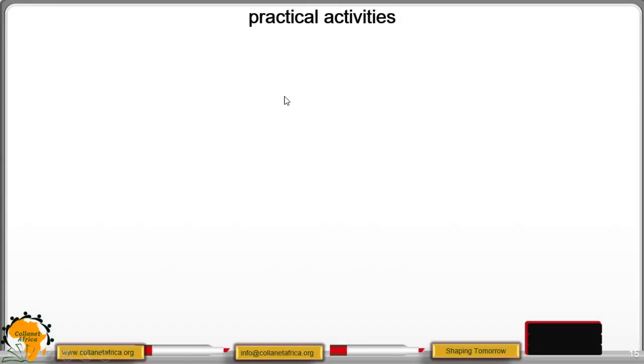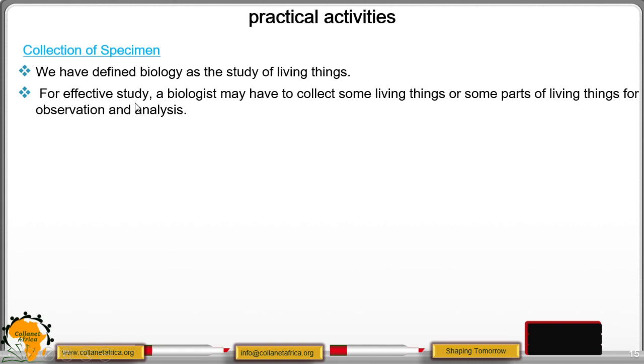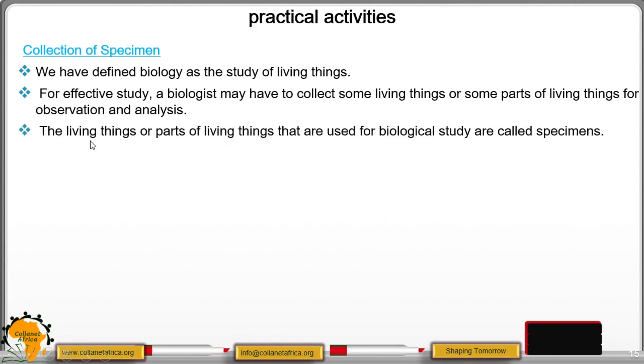Let us go ahead and look at practical activities, that is, collection of specimen. Since we have defined biology as the study of living things, for effective study, a biologist must collect some living things or some parts of living things for observation and analysis later. The living things or parts of living things that are used for biological study are called specimen. In some cases you may uproot a whole plant or some parts of the plant. So these are the specimens that will be used in the biological study.